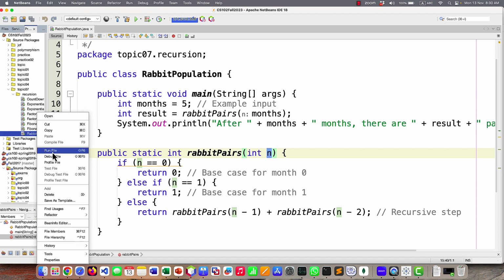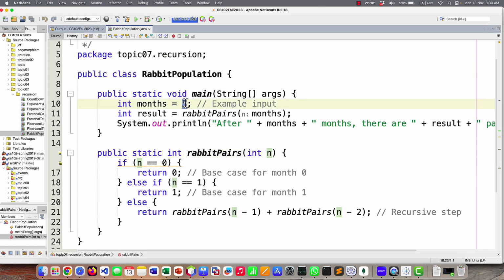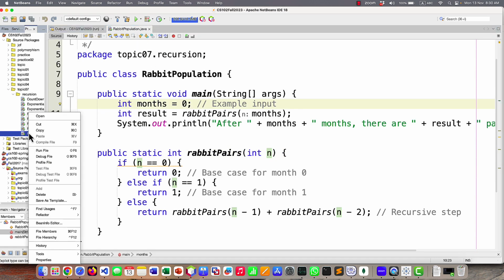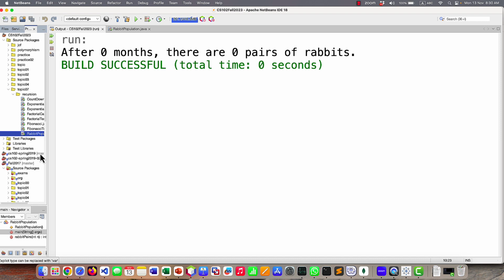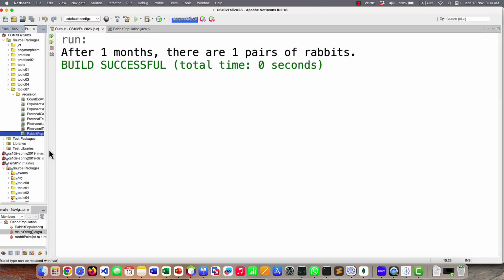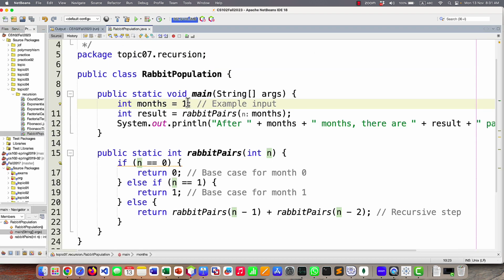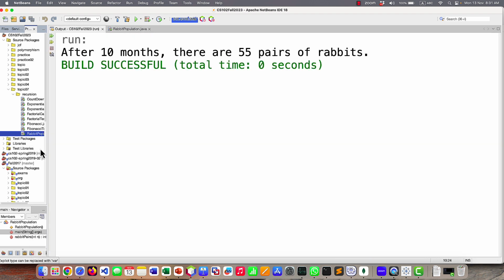So let's try some values. After 5 months, there are 5 pairs of rabbits. Let's try 0 now, the edge case. After 0 months, there are 0 pairs of rabbits. We can try with 1. There is 1 pair. We can try, for example, after 10 months: 55 pairs, and so on.